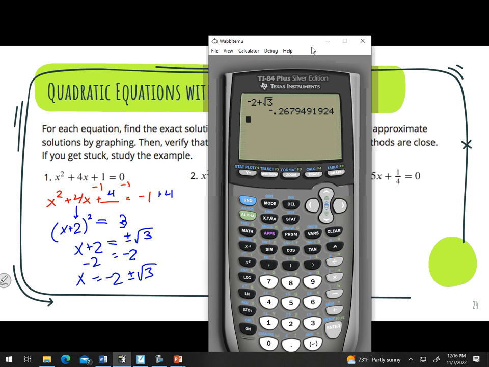So negative 0.268. And then let's do the other one. Let's do negative 2 minus square root of 3. And we're going to get negative 3.732. Okay, so those are going to be the two answers that we get from this. Now, if I draw this on Desmos, I would find that those two would be essentially correct.